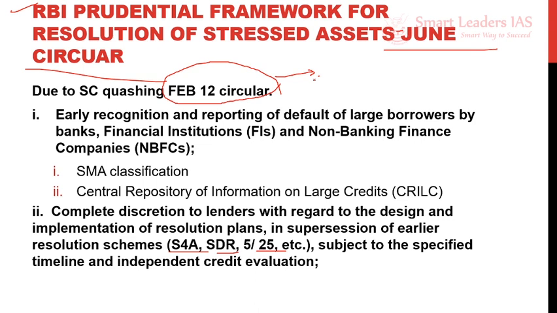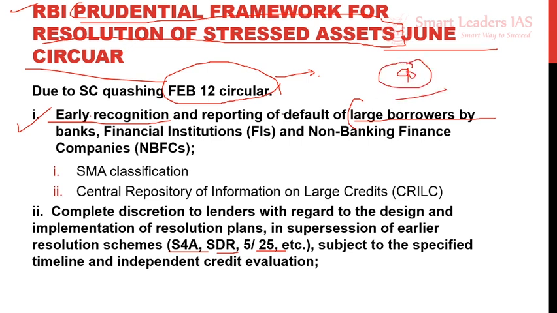Based on this ruling, the RBI came out with a new circular, and that was called the prudential framework for resolution of stressed assets. How to resolve stressed assets? Now, because the February 12 circular is squashed, under this there are important points given by the RBI. The first is, it says you have to report early recognition of large borrowers. Earlier, accounts became NPA only after 90 days, but before 90 days there is going to be a new classification called the SMA classification, special mention account.